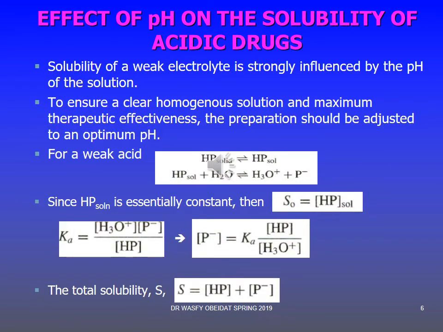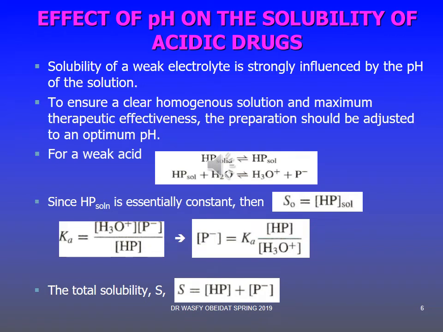As we mentioned in the previous slide, the solubility of weak electrolytes is strongly influenced by the pH of the solution. This is highly important to prepare solutions of these weak electrolytes at suitable pH, where they become soluble to achieve maximum therapeutic effects. We can derive equations relating the solubility of these weak electrolytes to the pH of the medium. When a weak acid, for example, is added to water, it will ionize partially depending on its pKa and depending on the medium pH.